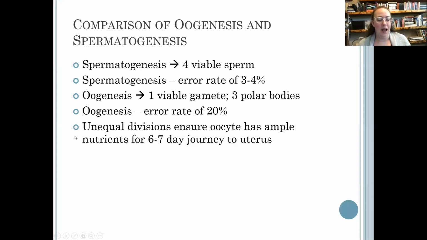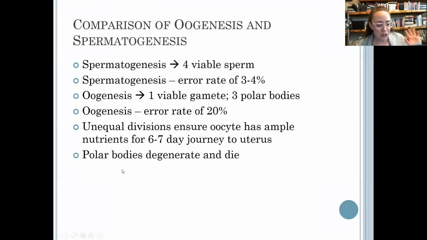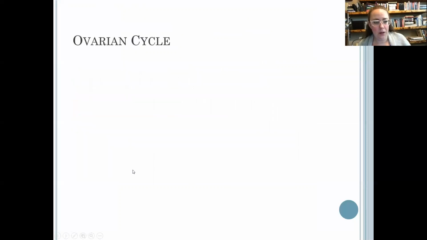This unequal division that we see in oogenesis really ensures that the developing oocyte inside the follicle has enough nutrients and enough organelles and all of that to complete what it's going to have as a basically 7-day journey onto the uterus. The polar bodies just degenerate and die, right?